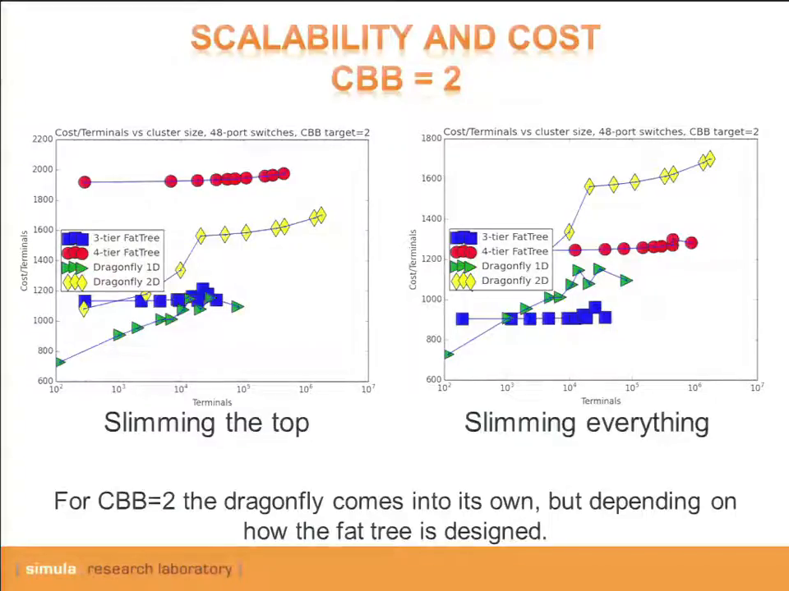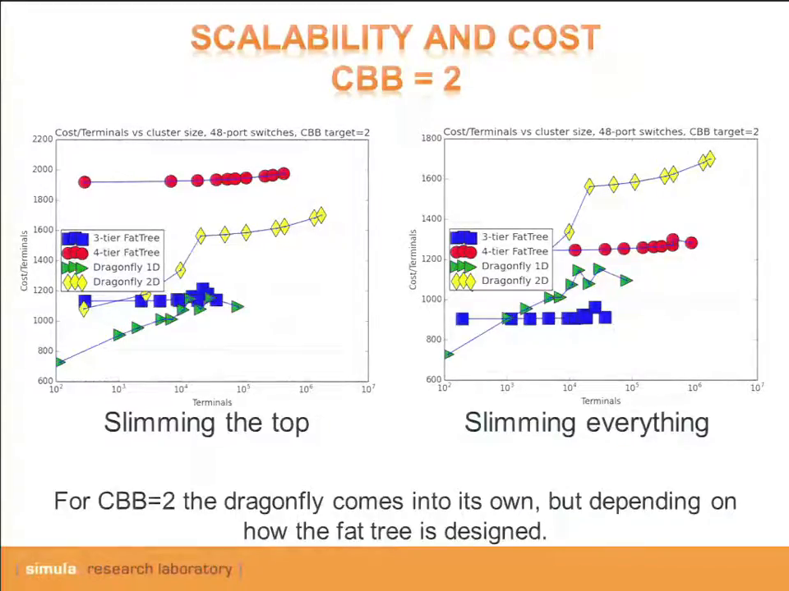If you choose now to slim all the way down, then you have CBB 2, or half bisection, all the way through your levels in the factory, which means it will perform worse for the local traffic, but the overall worst case isn't changed. So it's a much cheaper way of building a factory with the same poor performance, which is reflected by the figure on the right, where the factory is much cheaper again than the Dragonfly.